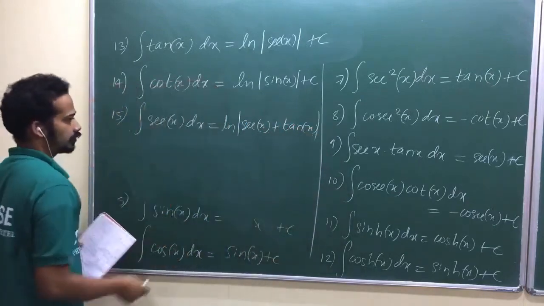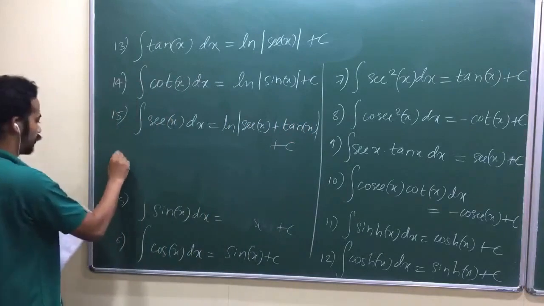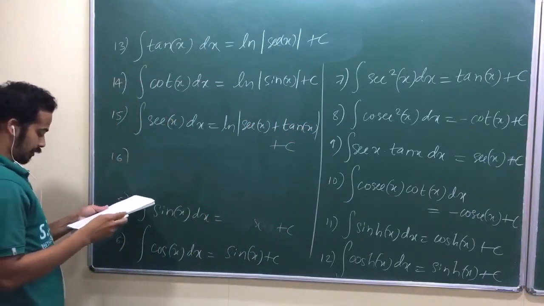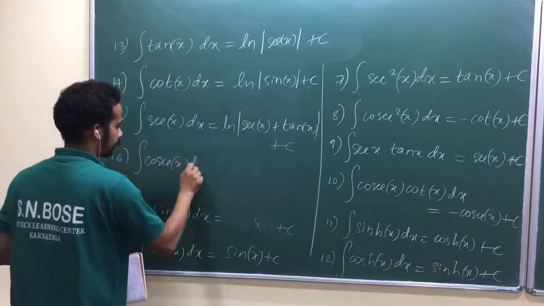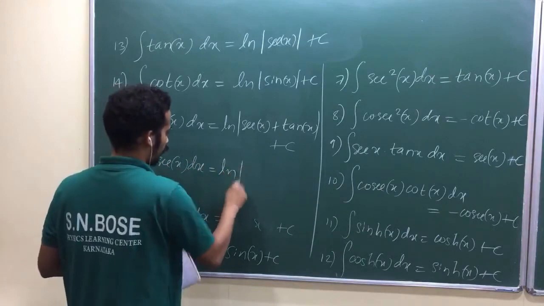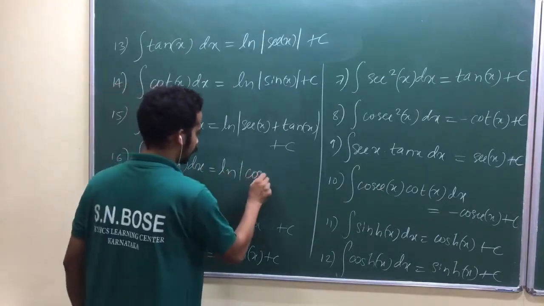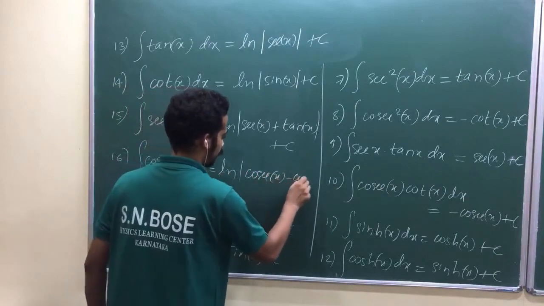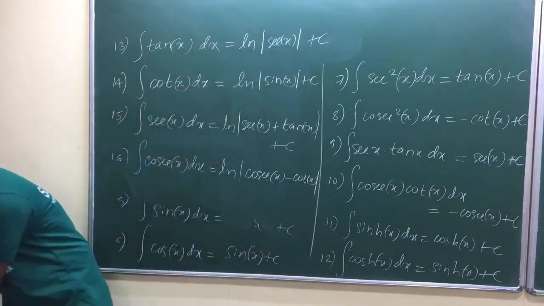Quite difficult to think of it as a reverse process. Okay, so 16th. Integral of cosecant x dx, that's equal to log of mod of cosecant x minus cot x. Is that okay? Cosecant x minus cot x.